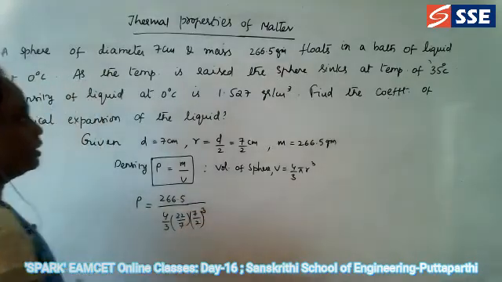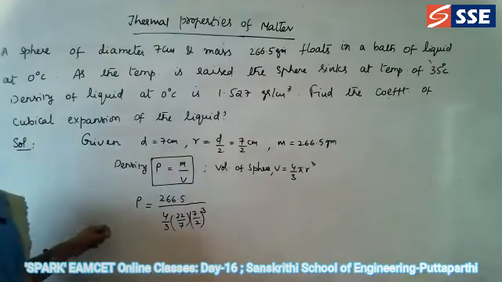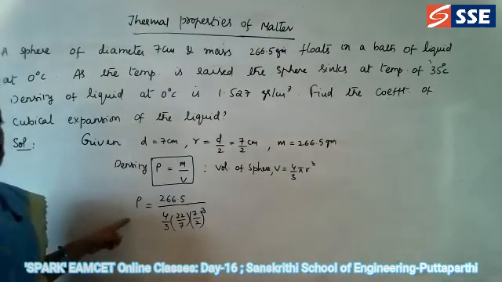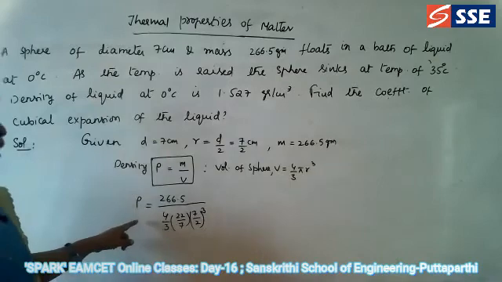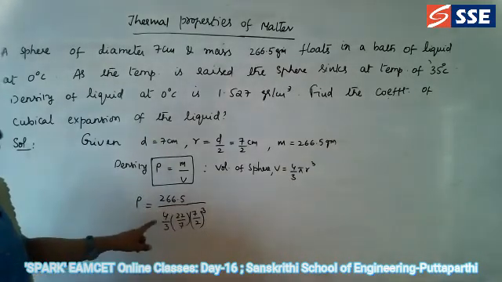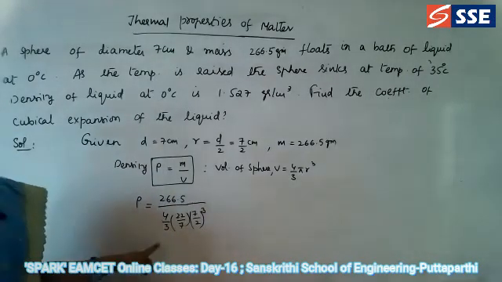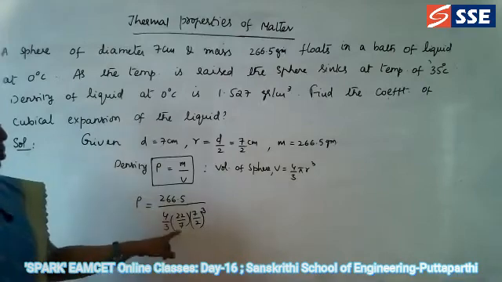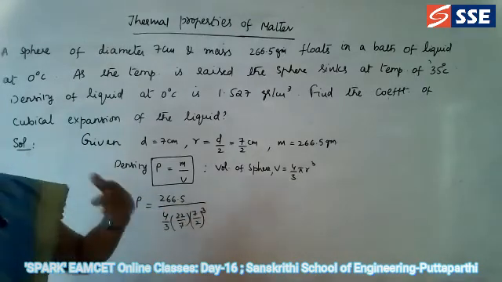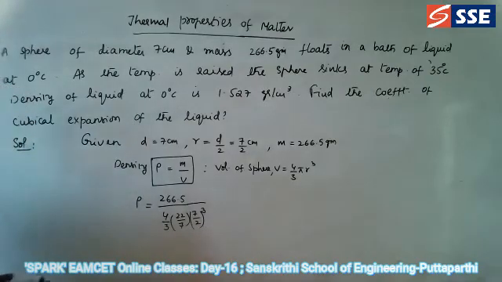Degree Celsius. Then we calculate the coefficient of cubical expansion. Okay, directly tell me, what is the density? So how to calculate the density? Here rho is equal to 66.5, substitute, and volume is 4 by 3 pi r cube. So 4 by 3 into 22 by 7, we have substituted, and 7 by 2 whole cube. Tell me the density, what is the answer for density?